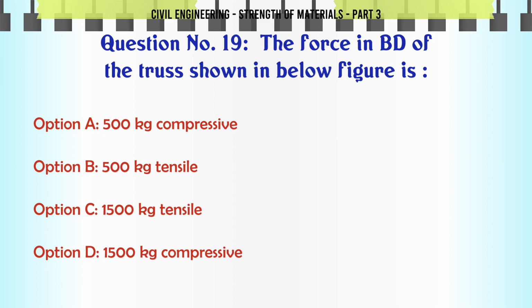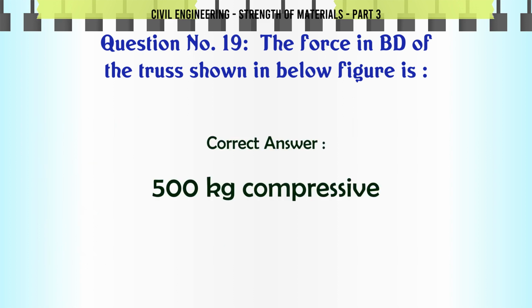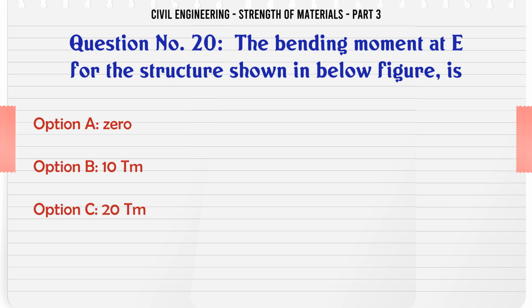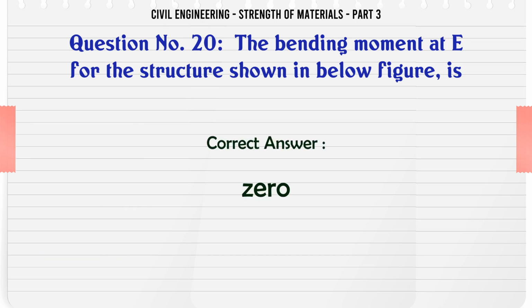1500 kg tensile, D. 1500 kg compressive. The correct answer is 500 kg compressive. The bending moment at E for the structure shown in the below figure is: A. 0, B. 10 tm, C. 20 tm, D. 40 tm. The correct answer is 0.